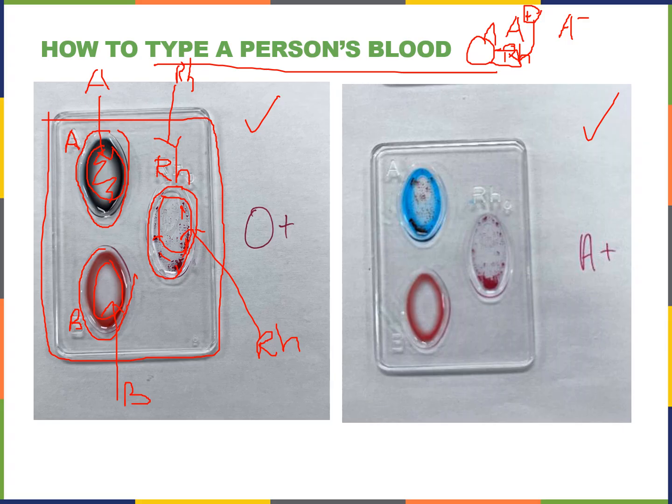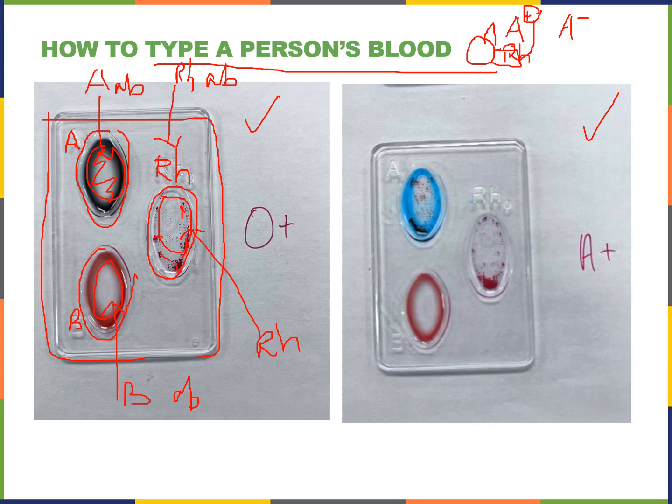So we add the A antibody. This is an A antibody, B antibody, RH antibody. So we're adding antibody, and the red cells are here. And if the antibody can bind to the antigen on the red cells, you'll get agglutination. And then you know that if you get agglutination here, it means the red cell has A. If you get agglutination here, it means the red cell has B. If you get agglutination here, you say that the red cell has RH.